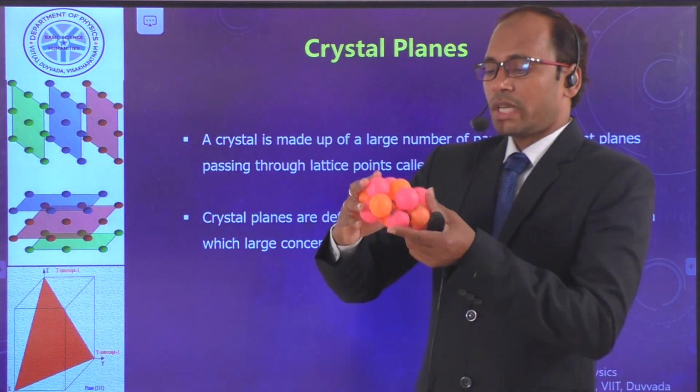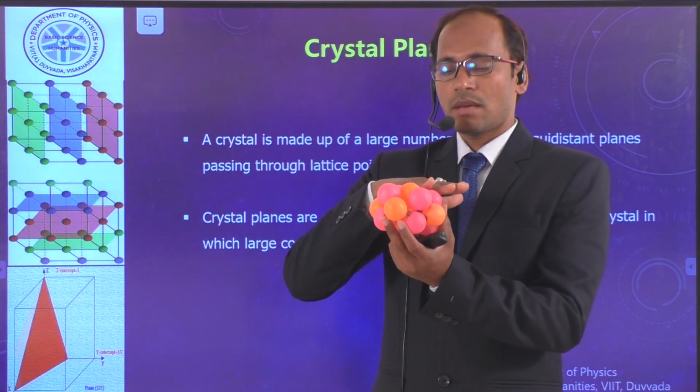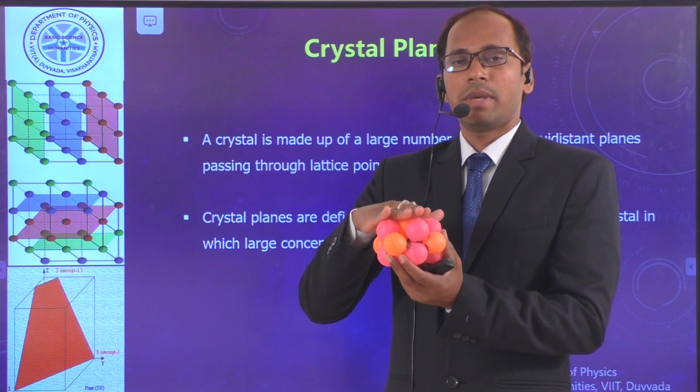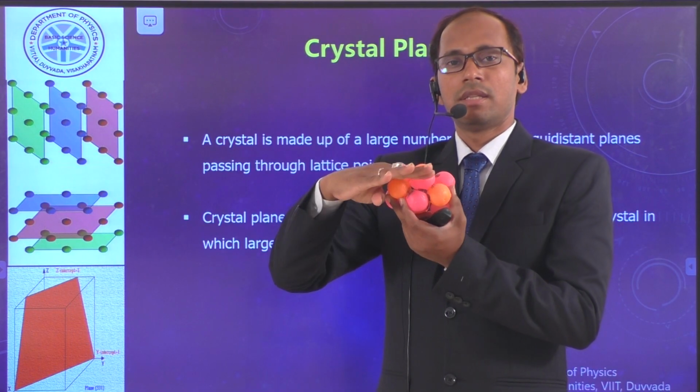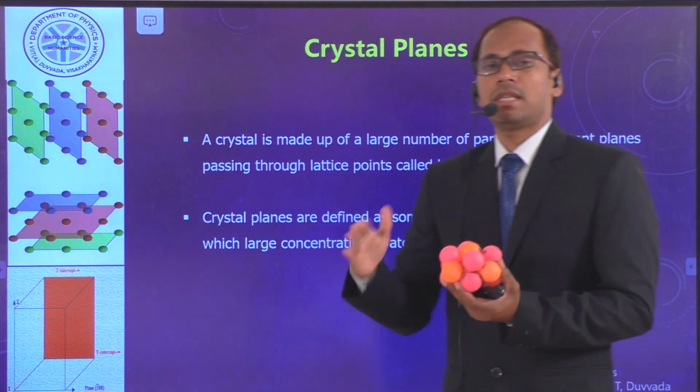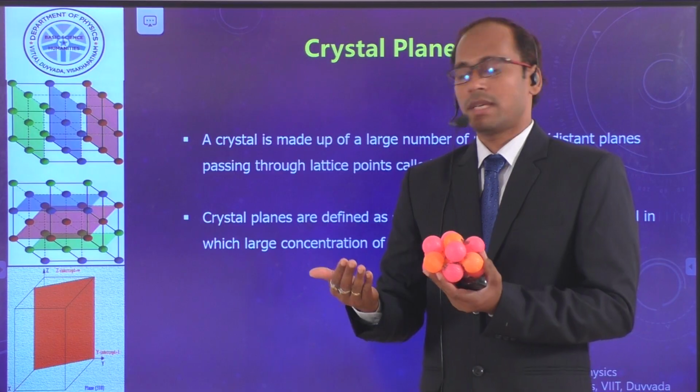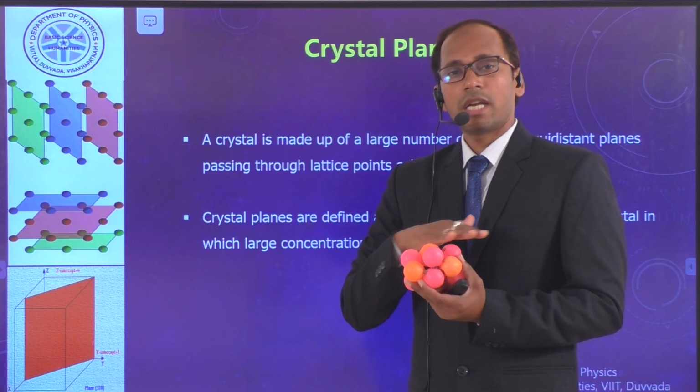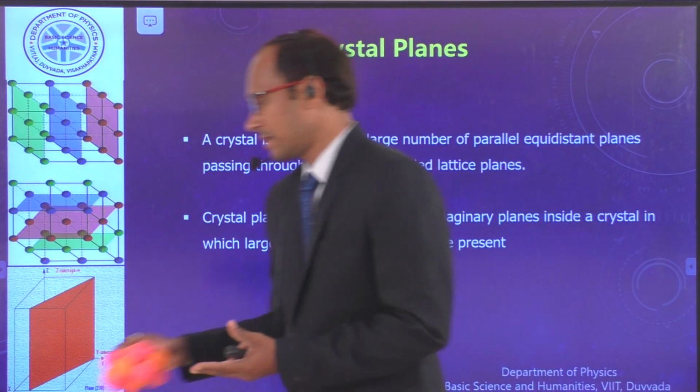Now if you take these atoms as a plane, one plane, that plane has a large number of atoms. Just imagine it is a plane. Not exactly a plane, but that is a plane. So those planes are called crystal planes.